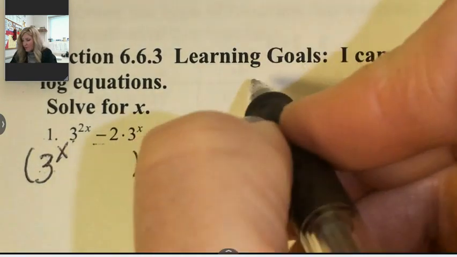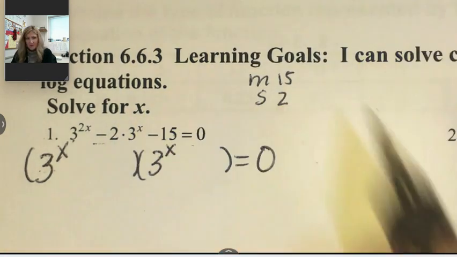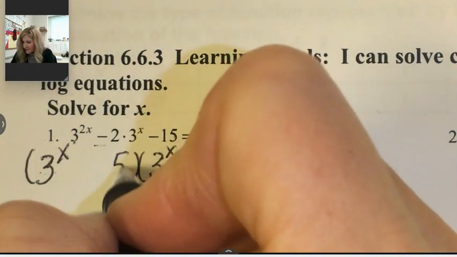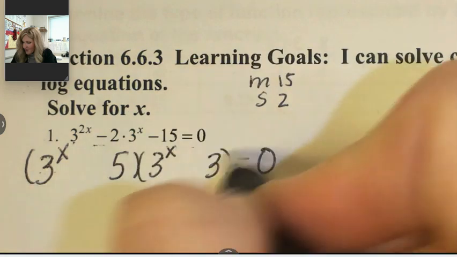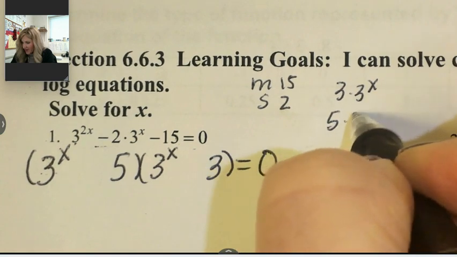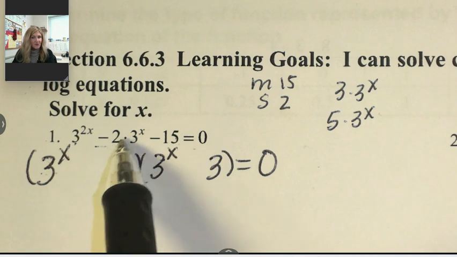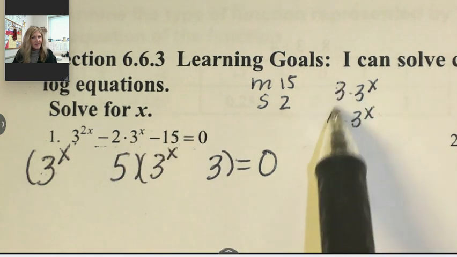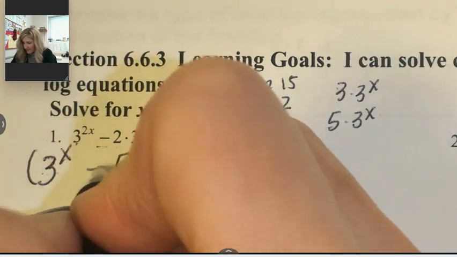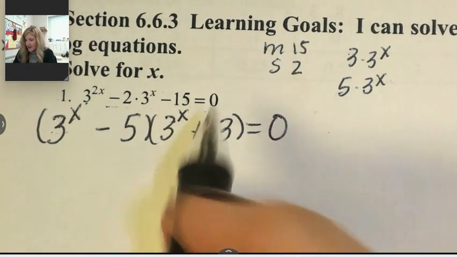Now I'm going to look here. What are numbers that multiply to be 15 and subtract to be 2? Okay, 5 and 3. So when I do my outers, I'm going to get 3 times 3 to the x. When I do my inners, I'm going to get 5 times 3 to the x. I can't multiply those. I'm trying to get a -2 times 3 to the x. How do the signs need to go? Okay, so positive on this, negative on that. All right, great. So now we have it factored.